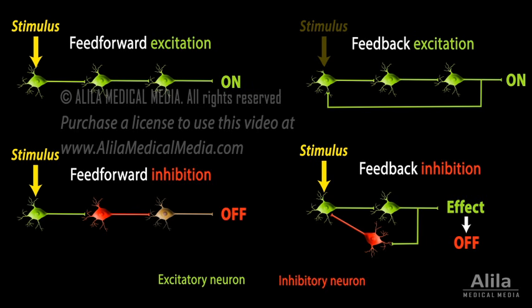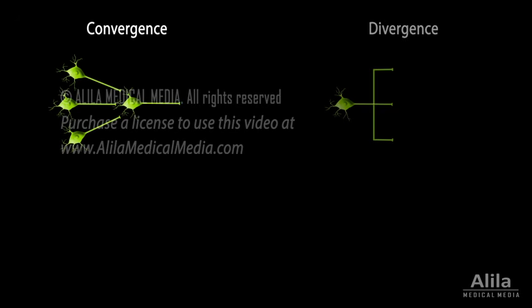Feedback inhibition is very common. It is used also in biochemical pathways to maintain homeostasis. Convergence is when one postsynaptic neuron receives signals from multiple presynaptic neurons so it can integrate different inputs to make a decision. Conversely, divergence is when one presynaptic neuron communicates with multiple postsynaptic neurons, coordinating their action in a network.